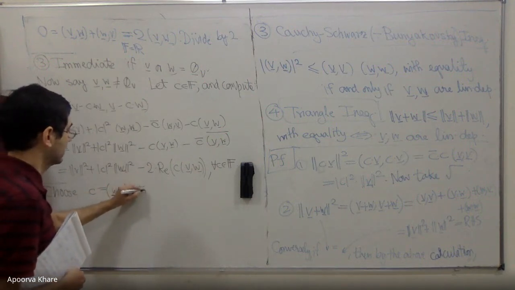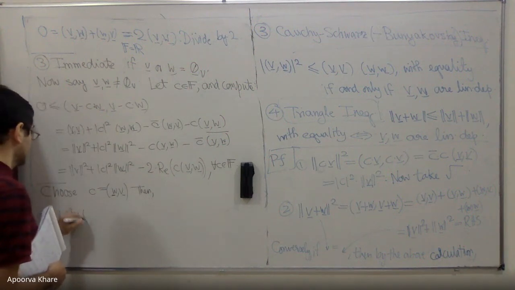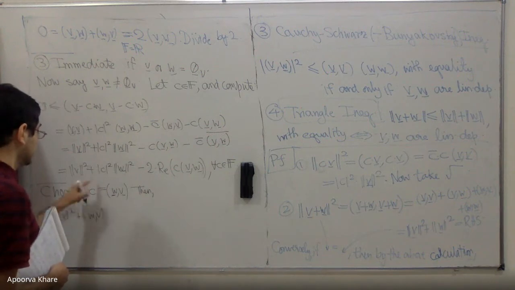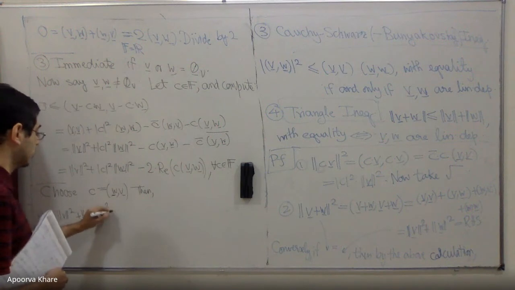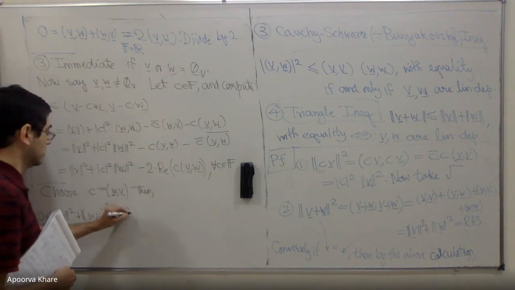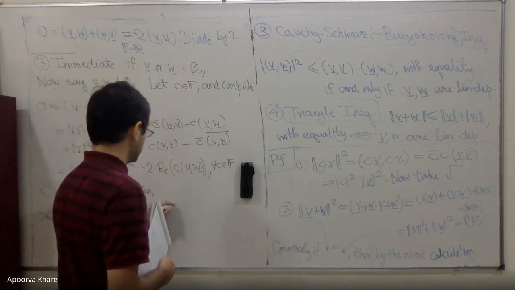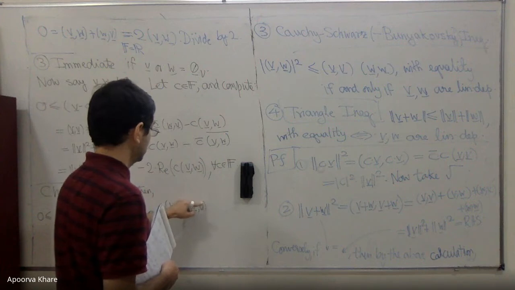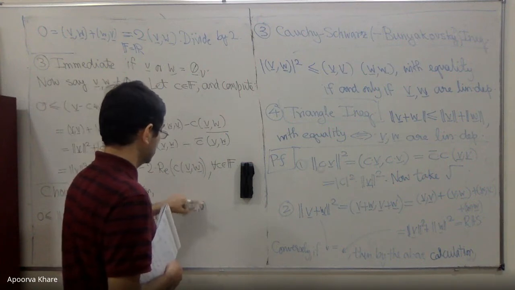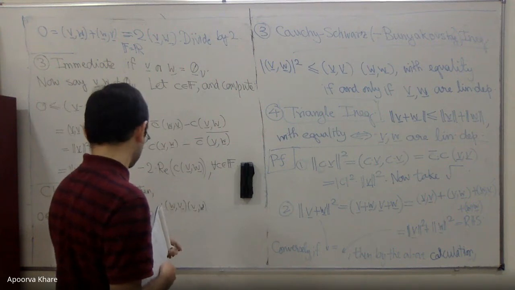Then we get 0 less than or equal to the norm square of V plus, mod C square is W comma V squared, times norm square W, minus twice the real part of C times W comma V, this is V comma W, I guess that's it.